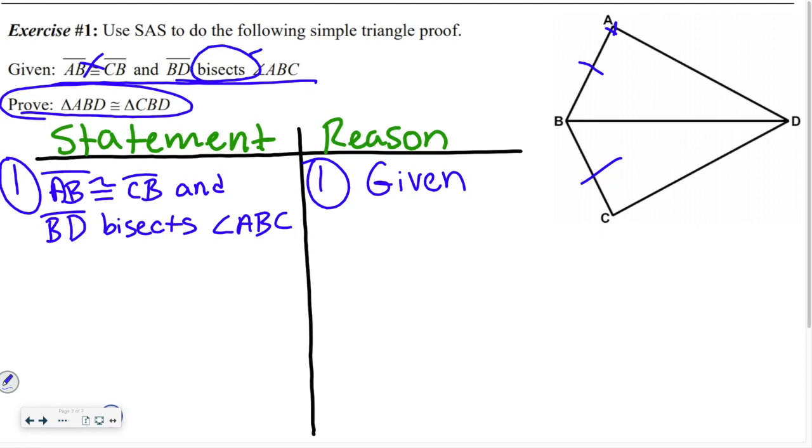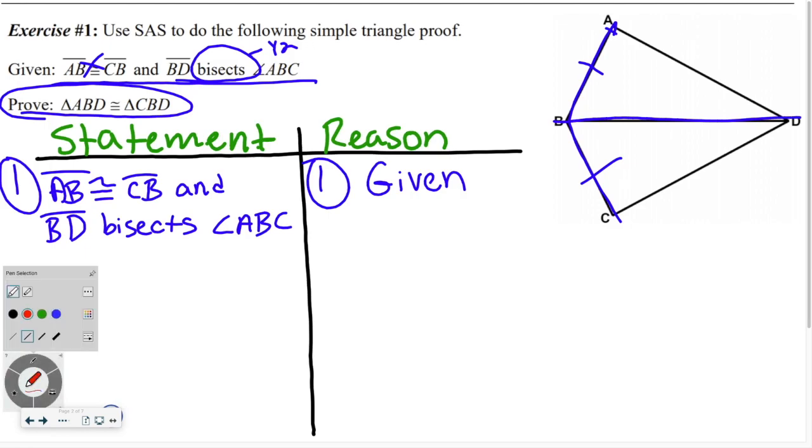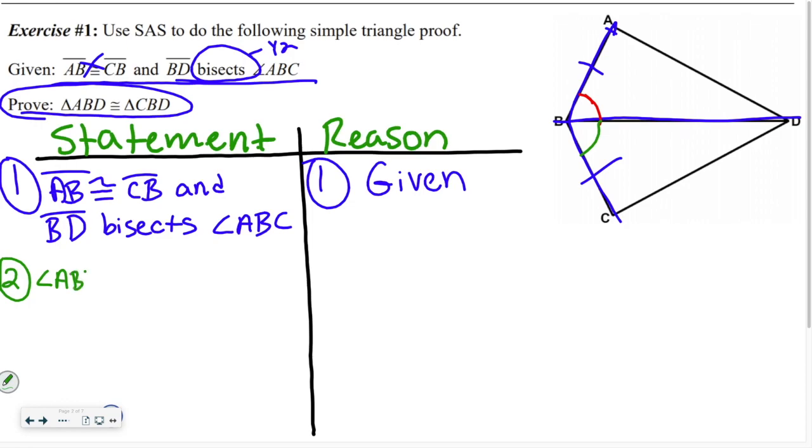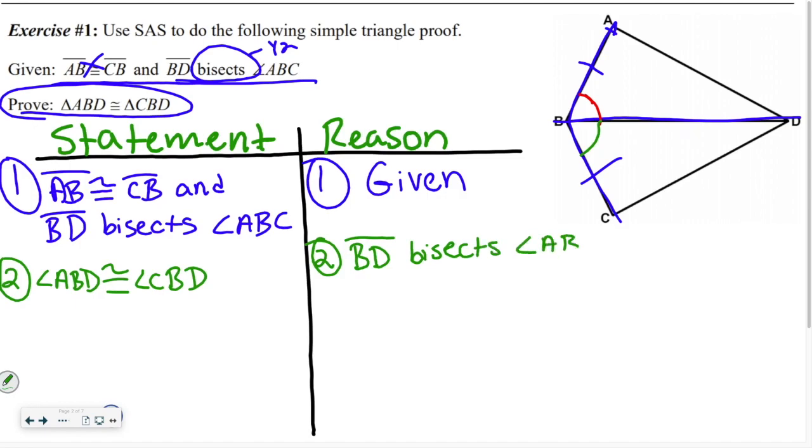BD bisects an angle. Remember, we circle it and we put a half. Okay, if I'm bisecting an angle, I'm cutting it in half. And I'm bisecting angle ABC. Here we go. Angle A, B, C. BD is bisecting it. And if I'm bisecting an angle, that means I'm creating two, not one, but two equal angles, okay? Two of them. And let's name that. Perfect.